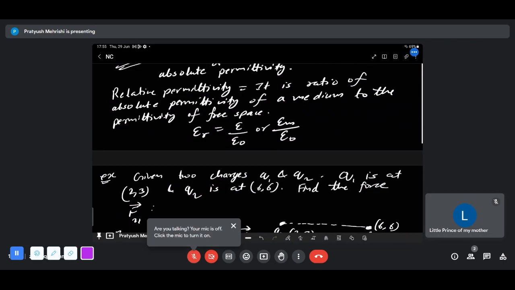Given two charges, Q1 and Q2. Q1 is at 2 comma.